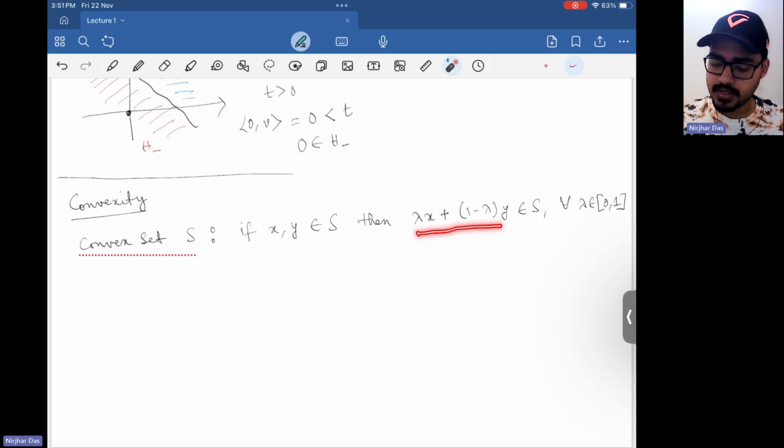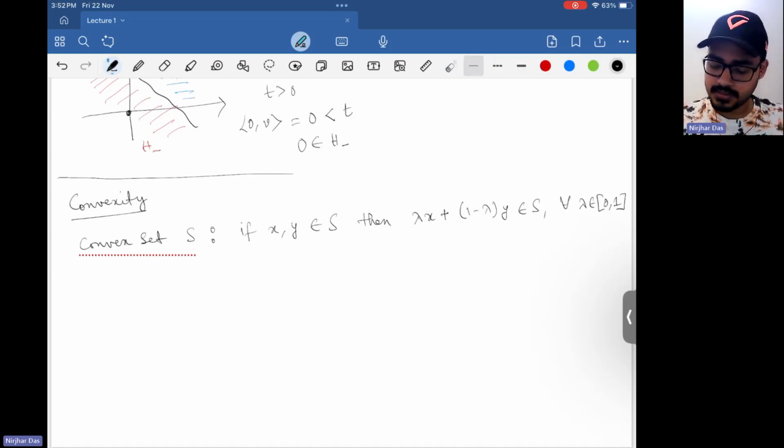This form, lambda x plus 1 minus lambda y, is called a convex combination when lambda lies between 0 and 1, both inclusive. So this says that a convex set is such a set that if you take 2 points from that set, then any convex combination of these 2 points will lie inside that set.